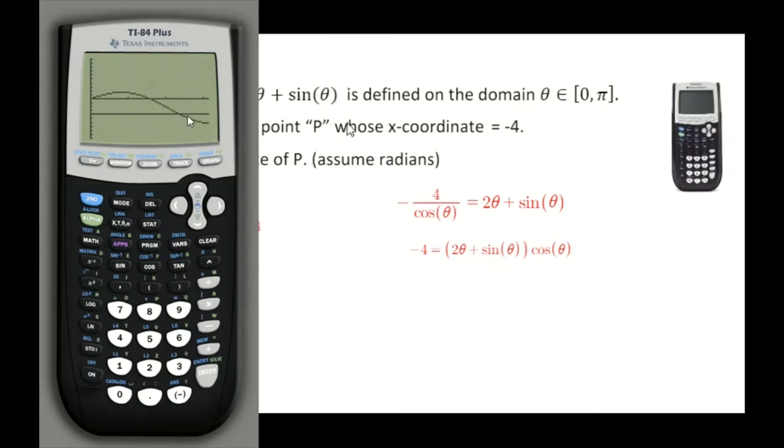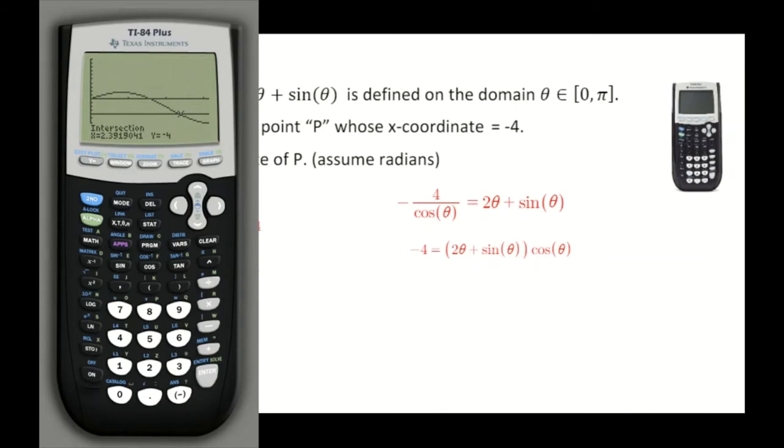Okay, now what you got to remember here is, what are these variables actually representing? In this case, x is not x. X here is theta, and y is not y. Y is actually r. Okay, so we're interested in the theta coordinate here. So let's hit second calc. We're going to do intersect, and we could just really hit enter, enter, enter, and there we go. Okay, so what this gives us is our theta value, 2.39. Okay, so that's our theta.